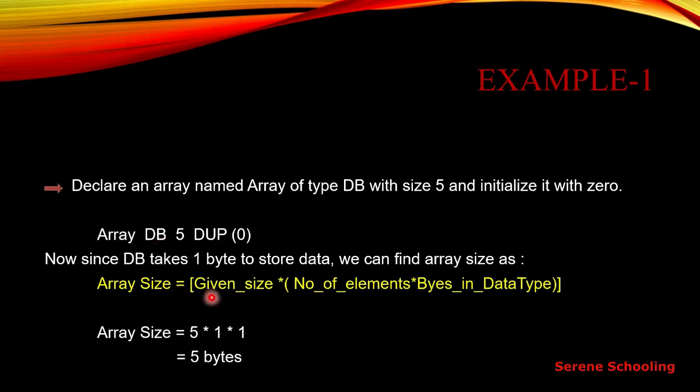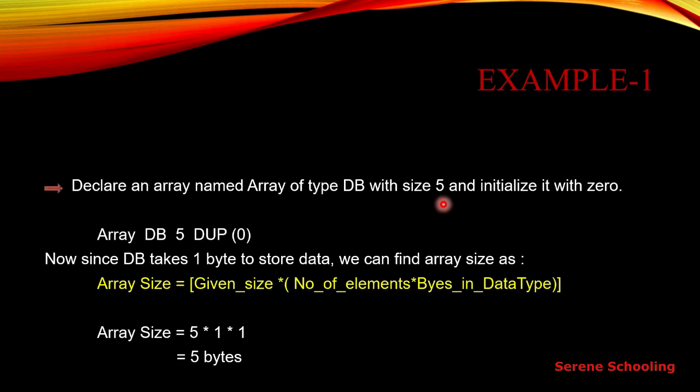So the formula is the given size, that is 5, multiplied by the number of elements. We have only a single element. Not the element itself but the number of elements, that is 1, and the bytes in the data type. We know we have db, which means it takes only 1 byte to store data. So you can see here my given size is 5, number of elements 1, and bytes in db only 1. So we get the size 5 bytes, which is of course the same as this one, but not always are we going to get the same results.